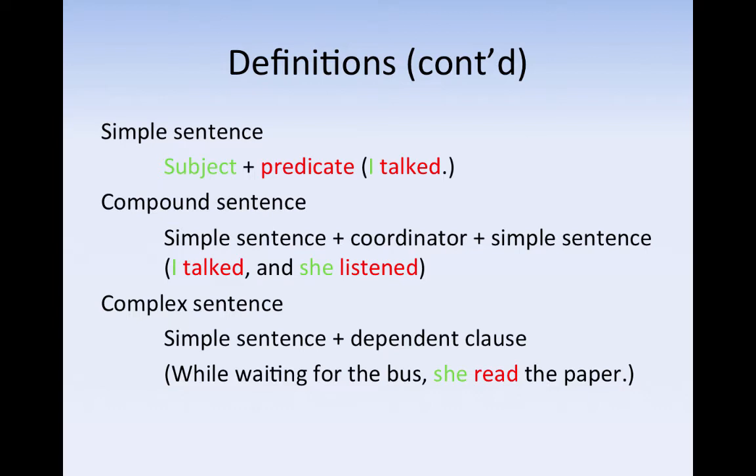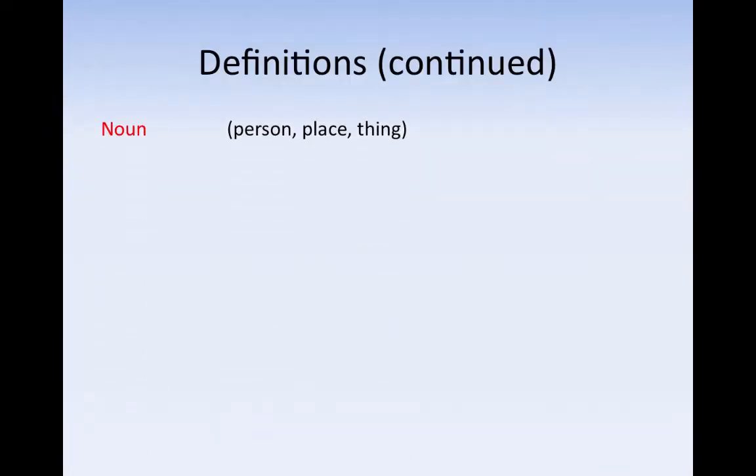So if I were just to say to you, while waiting for the bus, period, you'd wonder, well, what happened while waiting for the bus? Who was waiting for the bus? We don't know anything that's going on. And so this idea of a dependent clause attached to a simple sentence is something we're going to illustrate and discuss. But before we can do that, we need to talk about the parts of speech.